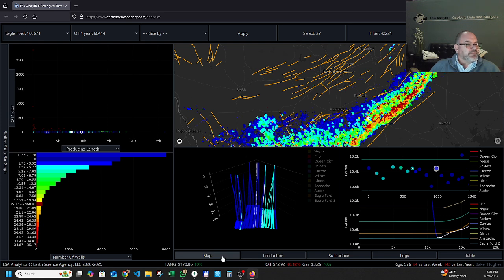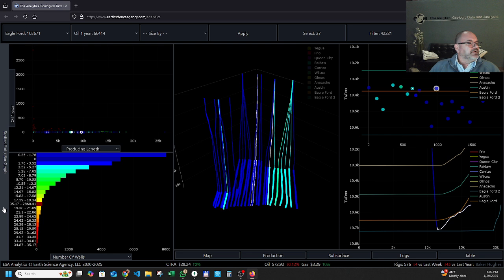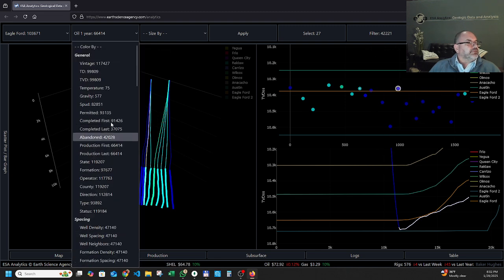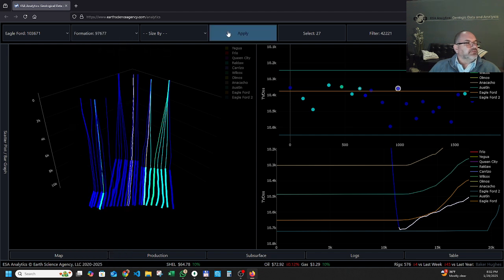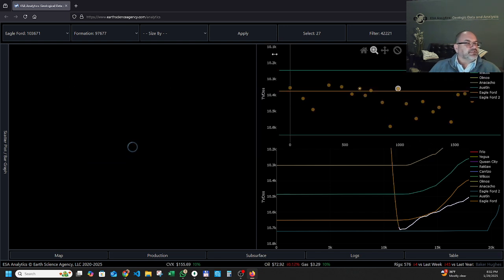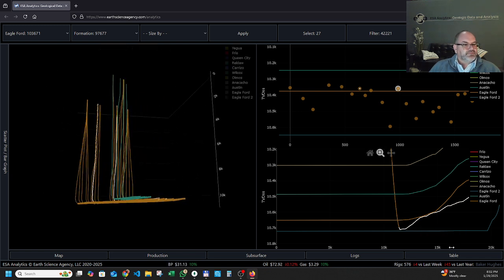And I'll go ahead and get rid of the map in the sidebar. Okay, so this gives us a nice view of everything. So all three of these are subsurface views. And now I'll go back to formation and color by that so that these dots have a little more meaning. Right now they were still colored by oil per foot, so that didn't make a lot of sense in the subsurface. So this is what you get.